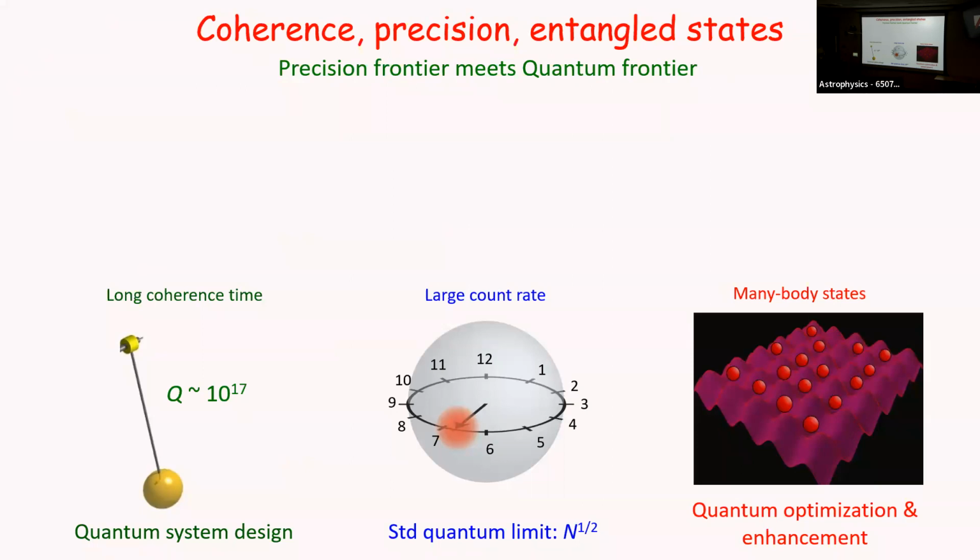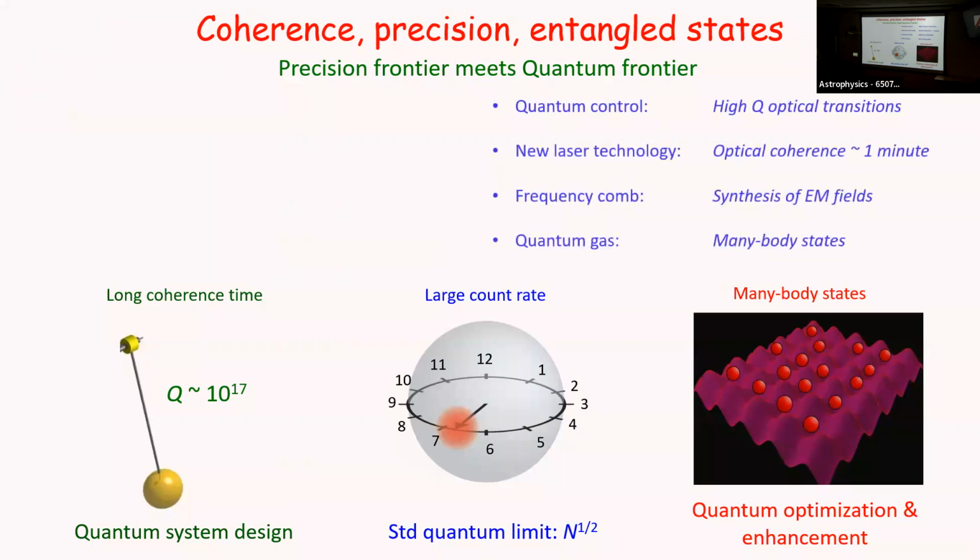We want to build a system with many, many quantum particles. We can enhance the so-called standard quantum limit that scales with the square root of the particle number we have. But of course, nowadays, many of us are thinking about, once you can create quantum many-body states, maybe there's quantum resource entanglement, and you can start to use it to go even beyond this. There are a number of pioneering experiments going on in this field.